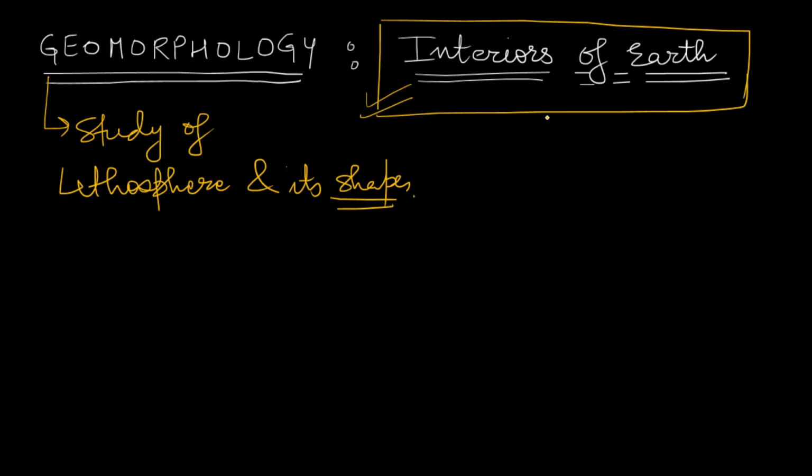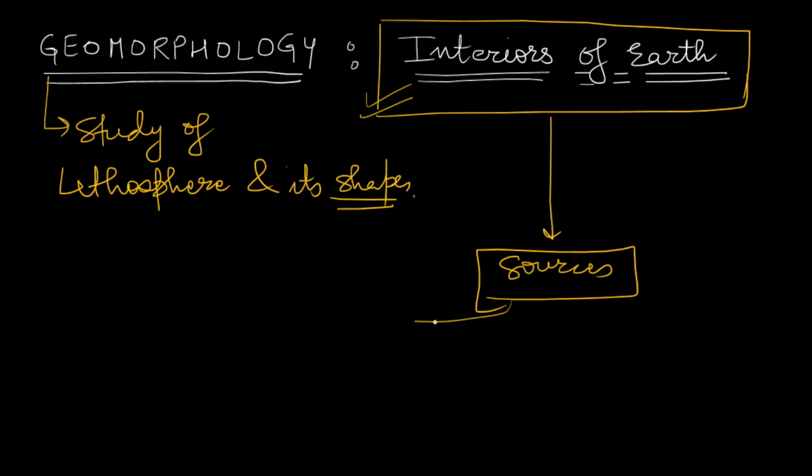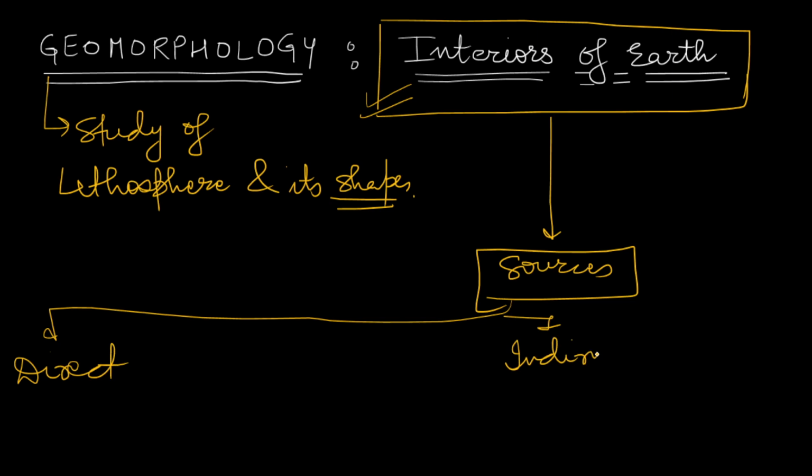So before starting, I must let you know about the sources. There are various sources through which we get to know about the interior of Earth. There are certain direct sources and certain indirect sources. So direct sources are those sources in which we are able to see, feel, look at the materials of the interior of Earth. So how can we see the interior materials?